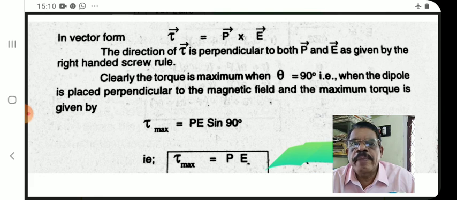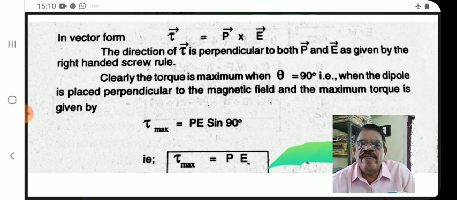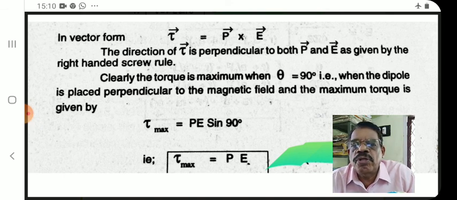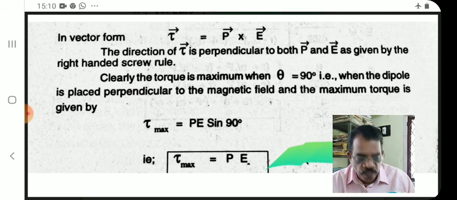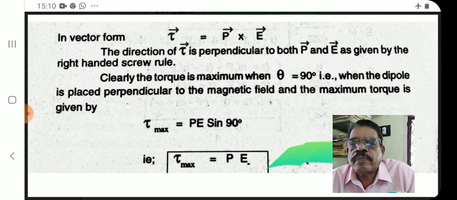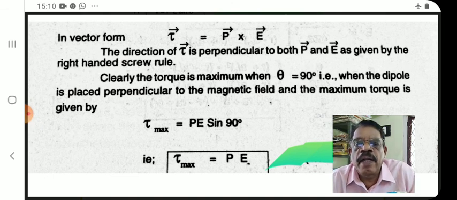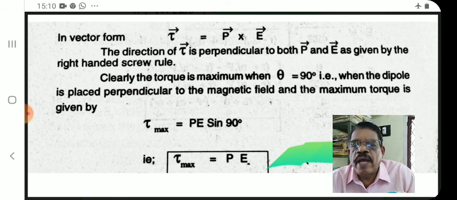Clearly, the torque is maximum when theta is 90. You know, sin 90 is 1, it is the maximum value. Torque is maximum when theta is 90, that is when the dipole is perpendicular to the, not magnetic, electric field. We are discussing electric field by mistake. Magnetic is written there. The maximum torque is given by tau max is P into sin 90, that is PE. Our minimum torque is 0 when theta is 0.